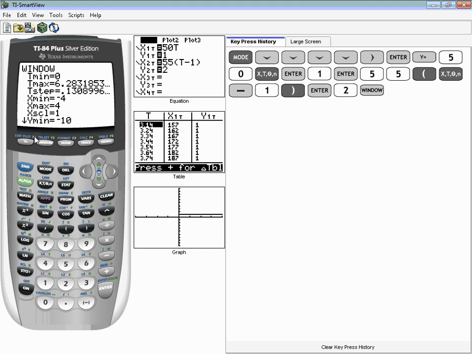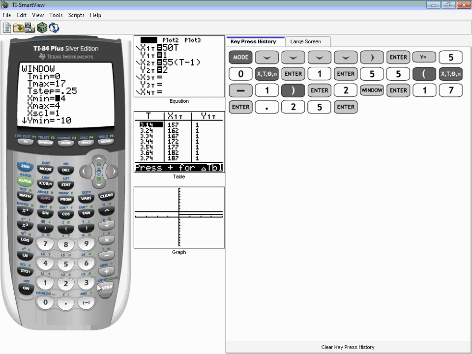Let's go to your window. Do you guys see that it gives you your window values? So your t, it tells you to go from 0 to 17. And let's see, 0.25 for your step. And then your x-min, we're going to go 0 to 850. Why do you think we're doing 0 to 850? Yeah, and so it's like we're starting at 0 and traveling the 850 miles to New York. Now your scale here, it says 50.